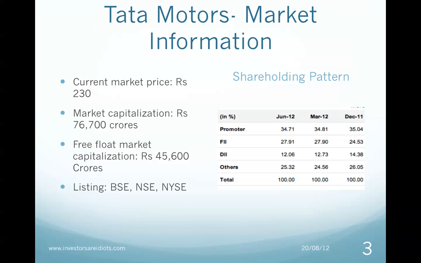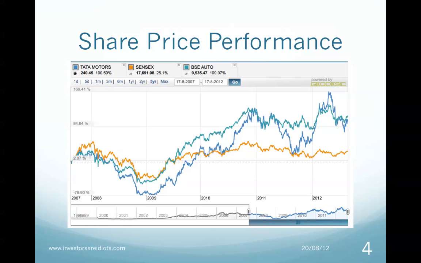The shares are listed on the BSE and NSE in India, and the New York Stock Exchange in the US. In the shareholding pattern, promoters hold 35%, FIIs hold about 25%, domestic institutions around 14%, and the rest is the Indian public. This is just basic information as a starting point for your analysis. It's not going to change your analysis because you'll be using these in conjunction with everything else.